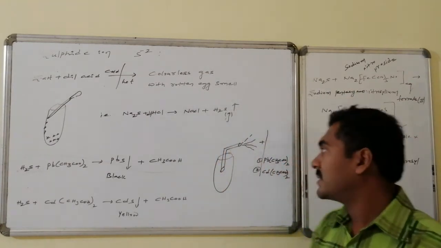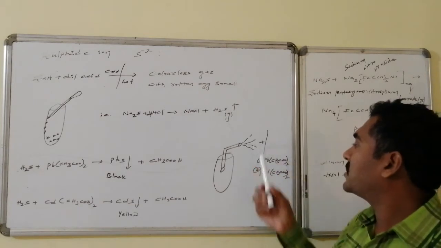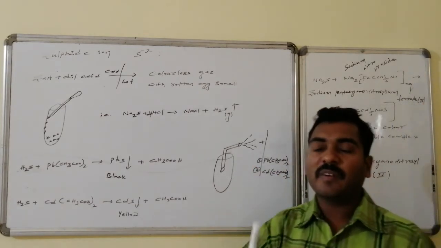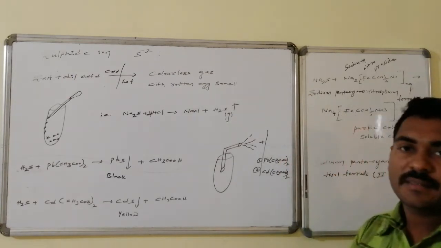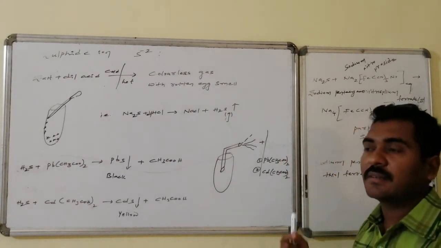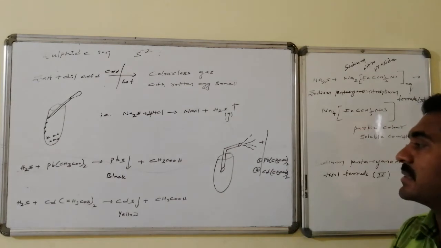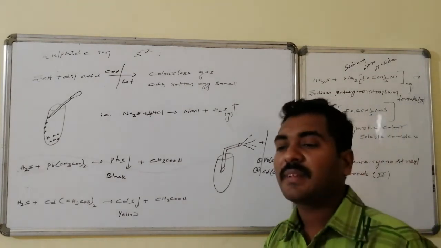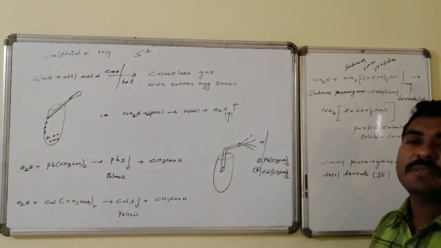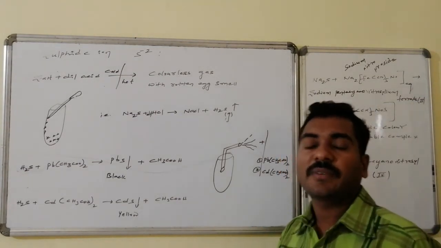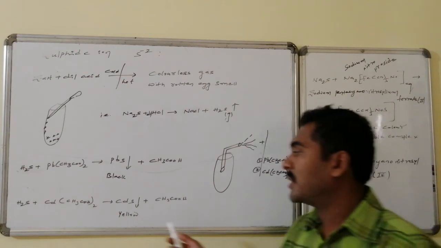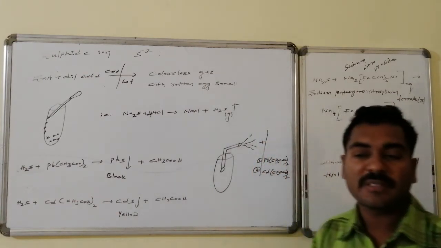Confirmation can be done for this. If a filter paper dipped in lead acetate is exposed to the evolved gas, then the lead acetate paper is converted to black in color. Else a cadmium acetate paper exposed to the outcoming gas of H2S is also converted to yellow in color, that is cadmium sulfide formation.